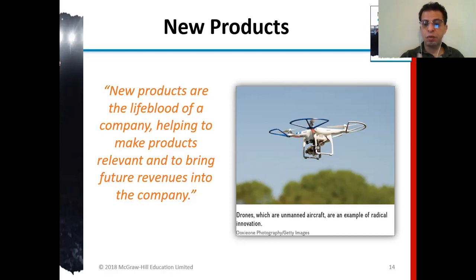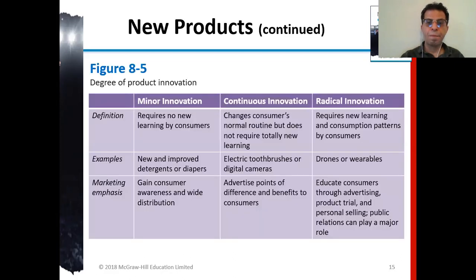Here in the example, we look at drones, which are unmanned aircraft and an example of radical innovation. Now they are used in the military, and in post offices delivering mail. Now in Dubai, they are also trying to deliver food with drones. So you need to look at the degree of product innovation. There is a definition, example, and market emphasis.